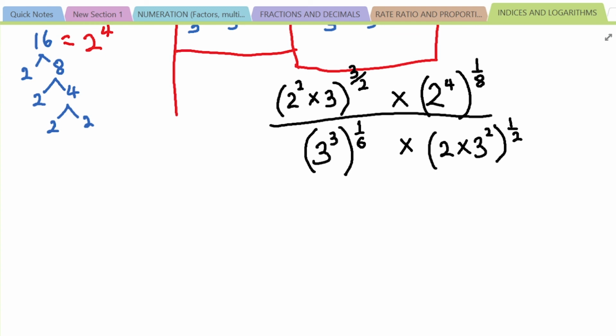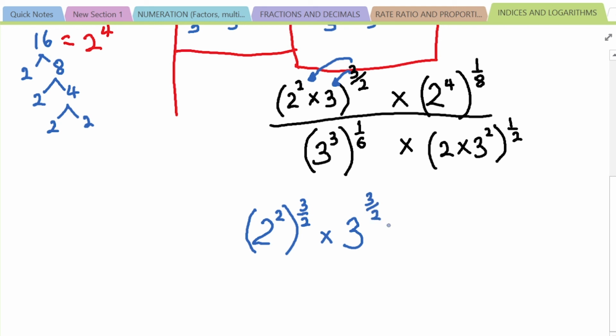Now, since we've broken it down, let's start dealing with each individual thing. From here you can see that this is the same as 2 squared to the power 3 over 2. This is multiplied by that, yeah? The power 3 over 2, multiply that by 3 to the power 3 over 2. In a way, I'm kind of opening brackets. Multiply that by, now this is a quarter times an eighth. So this is going to remain as 2 to the power, here by 4 once, by 4 twice. So it's 2 to the power a half.